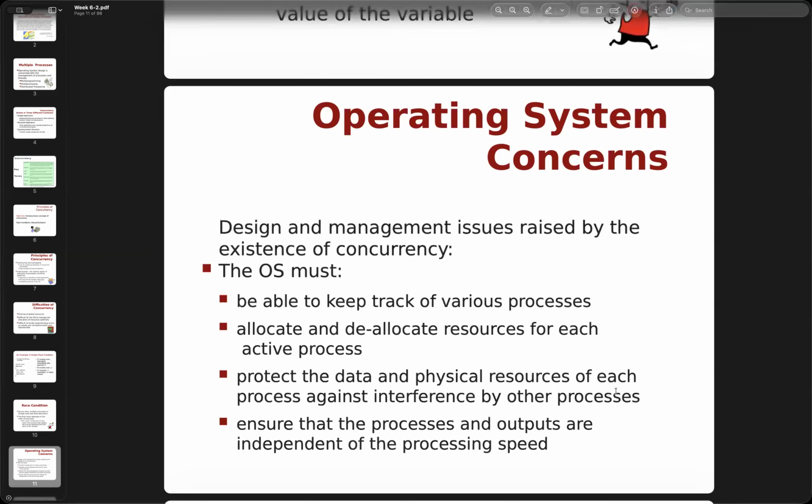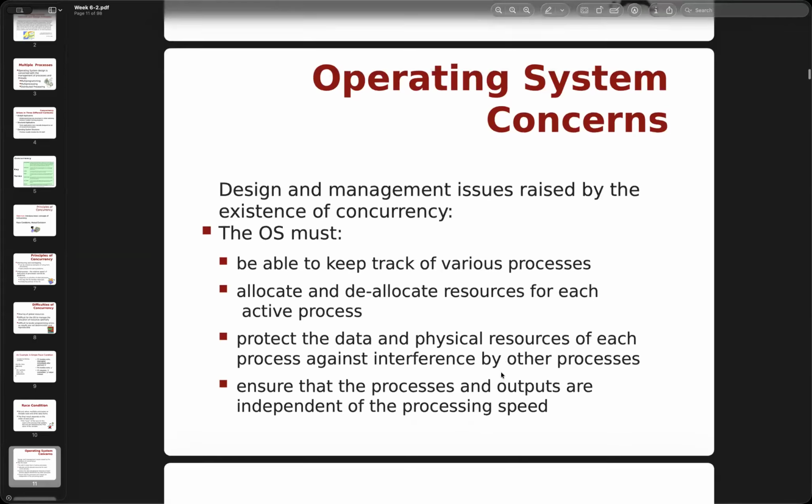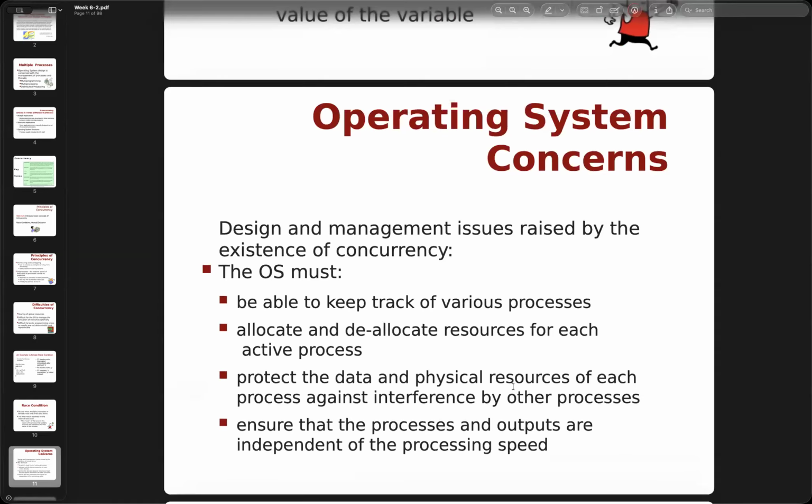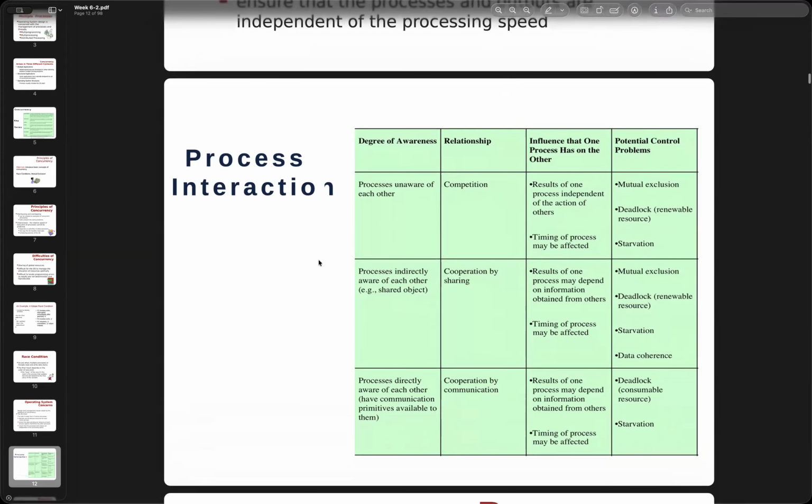We also need to protect the data and physical resources of each process against interference by other processes. We also need to ensure that the process and its output are independent of the processing speed, otherwise it will cause the race condition problem. How can we make it independent of speed? Maybe we have something like the critical section. Later, when we design it, I will give you some exercise assignments so you can think about that in more detail. So far I am just giving you the process interaction.